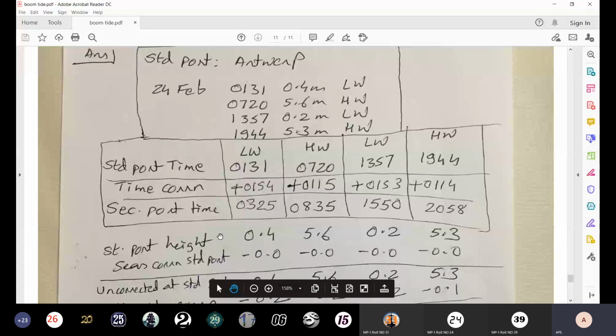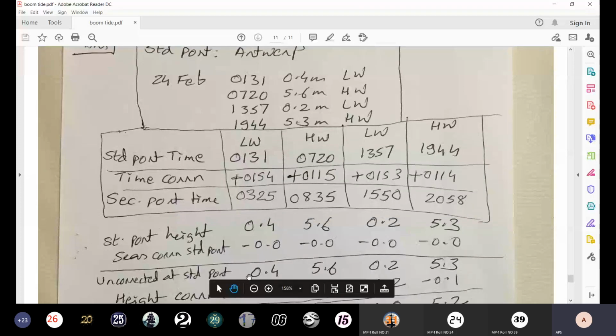Standard port height has seasonal corrections included. What is seasonal correction? Continuously winds are blowing onto the shore, like the northeast monsoon, southwest monsoon or some other winds. They are seasonal. For a few months they are blowing in one direction, other months they are blowing in a different direction. They make a change in the height of tide. That is known as seasonal correction. So if you remove this seasonal correction from the standard port height, you will get uncorrected height at standard port, something like your factory price.